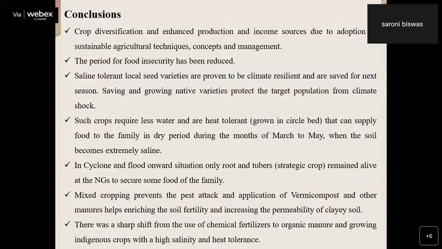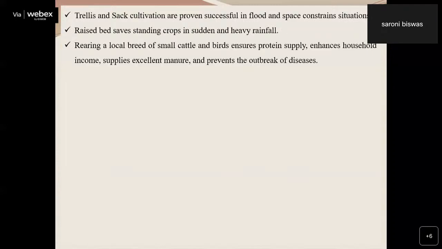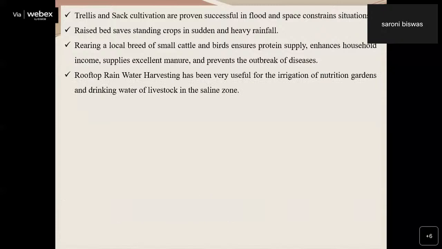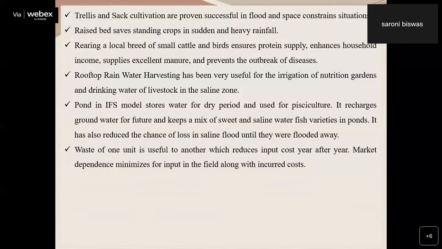There was a sharp shift from the use of chemical fertilizers to organic manure. Then the trellis and stack cultivation, raised beds, were successful in this area. Rearing local breeds is also helping in protein supply and enhancing the income of the household, and also prevents the outbreak of diseases in the livestock. Then rainwater harvesting is also very useful for such saline zones. It is providing irrigation for the nutrition garden and also drinking water for livestock. Ponds in IFS models are also storing water for the dry period. And waste is also utilized.